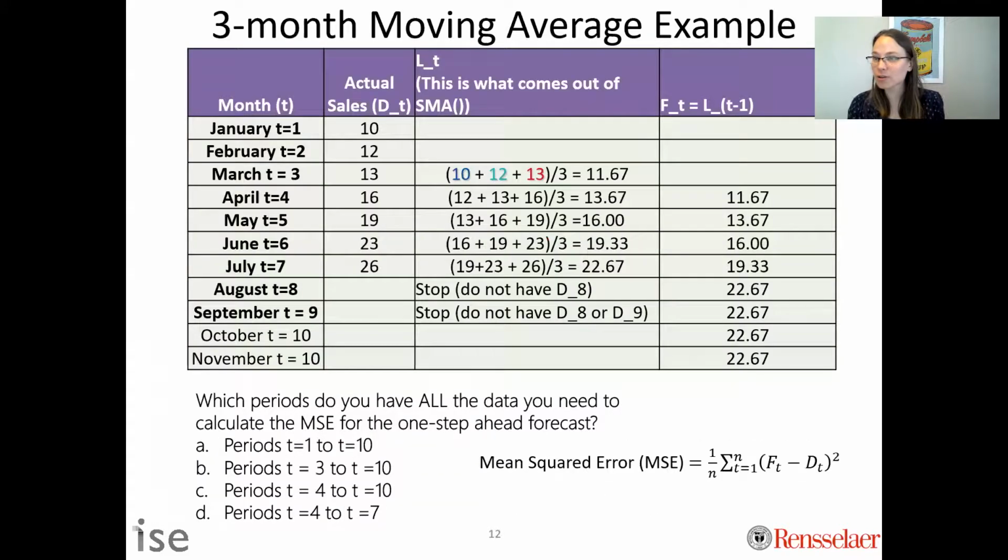Let's use an example to see if you got that concept. So here's the same data I showed you before. And below, my question is, which periods do you have all the data you need to calculate the MSE, the mean squared error, for the one step ahead forecast? And I provide the equation for that there. So please, if you need to, pause the video and really think about what's the answer to this question.